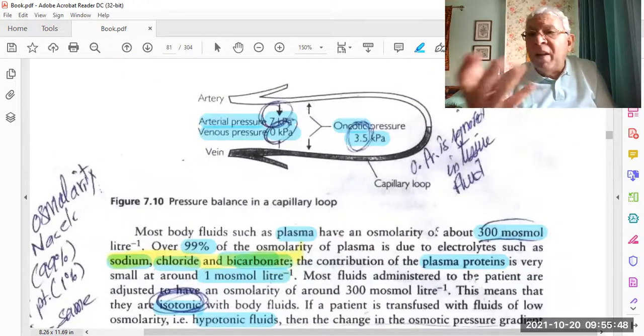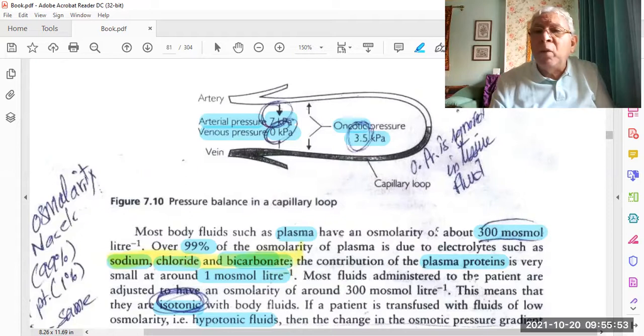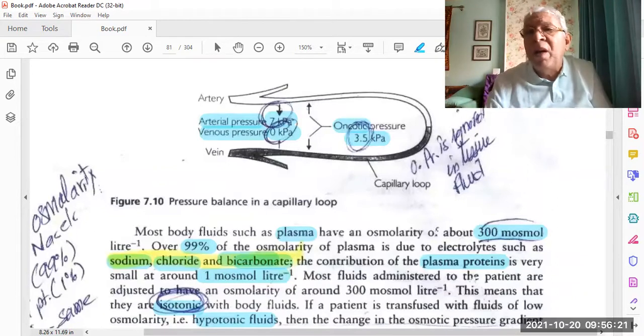Of course, the osmotic pressure creates a pressure. So this is the capillary loop, as we can see. Sometimes the book gives me the figure before the announcing of it, so sometimes the explanation becomes difficult. So this is the capillary loop. You have a venous side and an arterial side. The hydrostatic pressure of the artery is 7.5 kilopascal. Of course, you can convert it to millimeters of mercury. And on the other side, the venous pressure is 0 kilopascal.